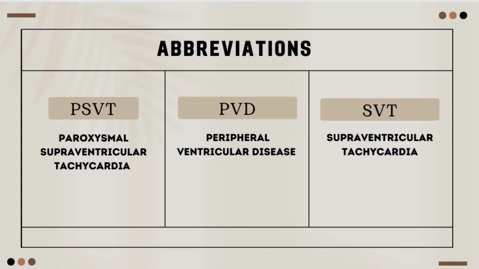PSVT, or paroxysmal supraventricular tachycardia, describes a narrow complex tachycardia involving episodic supraventricular tachycardia with sudden onset and termination. In contrast to multifocal atrial tachycardia, atrial fibrillation, and atrial flutter, PSVT involves a regular ventricular response.